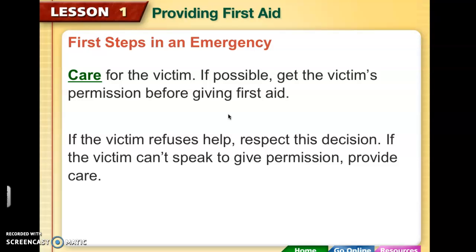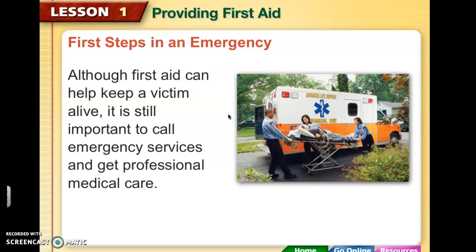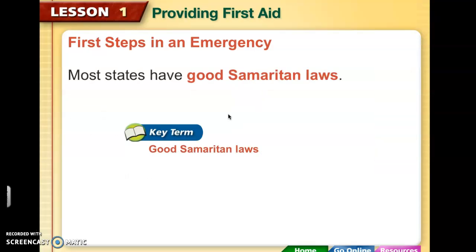And of course, if the victim refuses help, you need to respect their decision. And if the victim can't speak to give you permission, provide care anyway, because it could be a life-saving thing, or it could be a life-changing event. And of course, although first aid can help a victim stay alive, it is very important to call EMS, to get professional medical care. We are just providing help in the meantime.